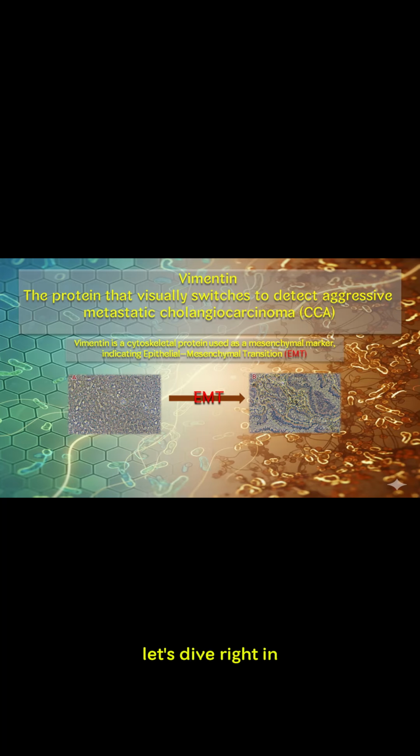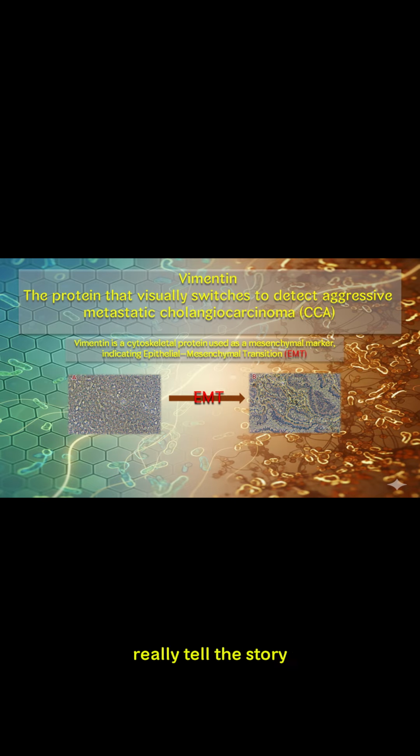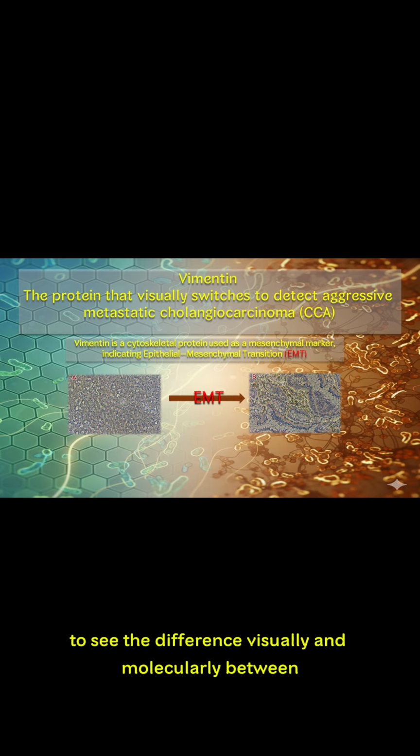Okay, let's dive right in. Today, we're sort of becoming visual detectives. We're looking at how specific tissue images and these molecular markers really tell the story for patients with cholangiocarcinoma, or CCA. Our mission, to see the difference visually and molecularly between, well, normal tissue and aggressive tumor tissue.